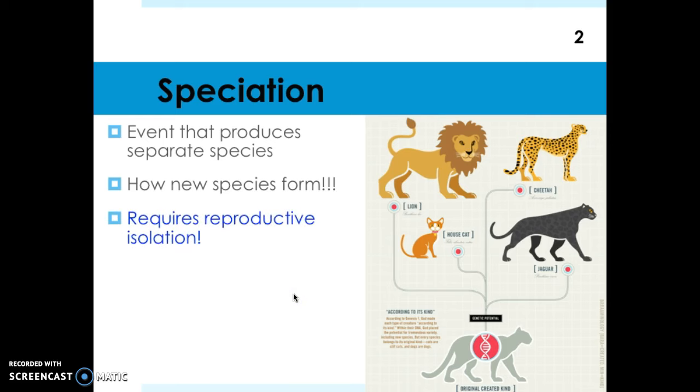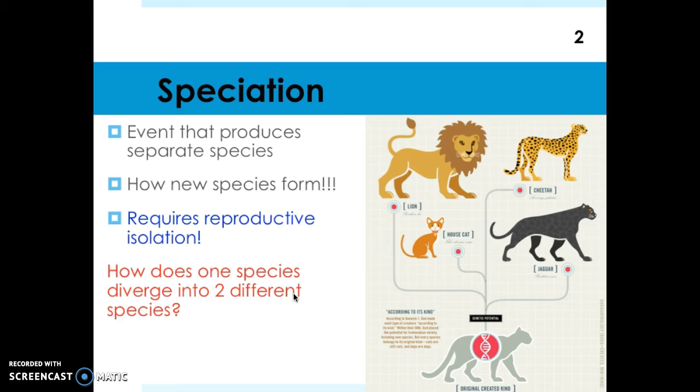So the first thing is it requires something called reproductive isolation. And we'll talk about that in a little bit, but it requires reproductive isolation. So what we're trying to figure out in the next few slides is how does one species diverge into two different species? What would cause that?